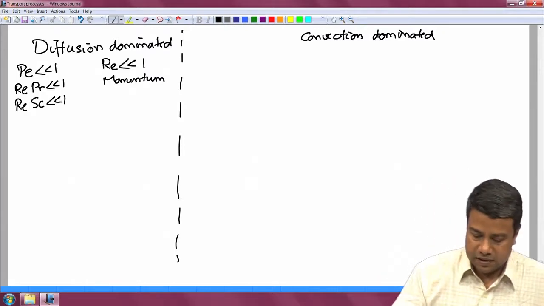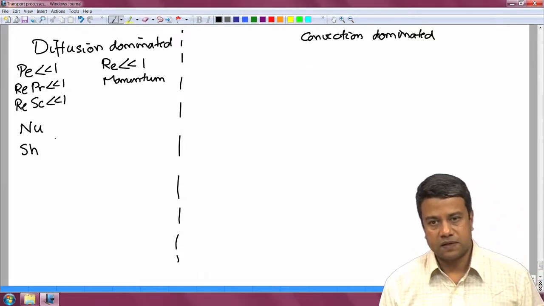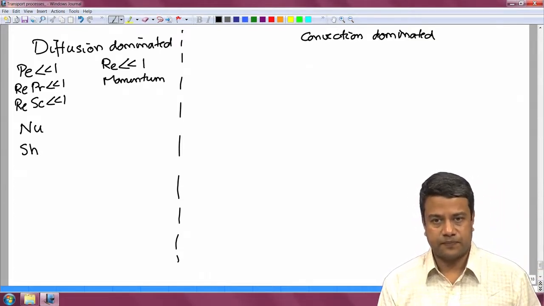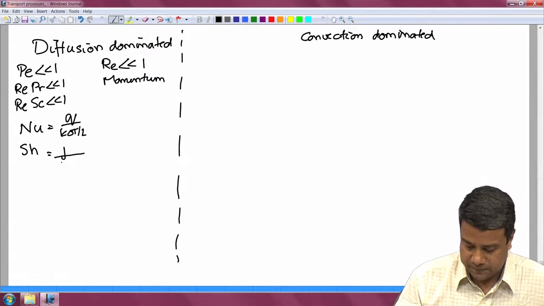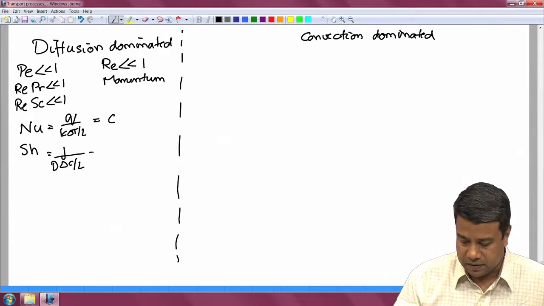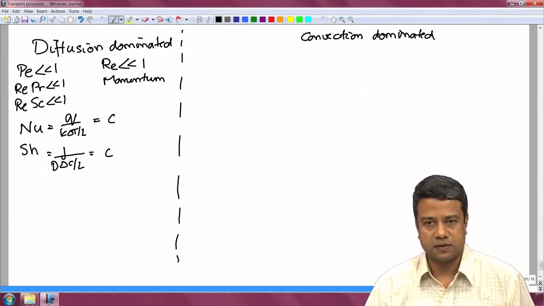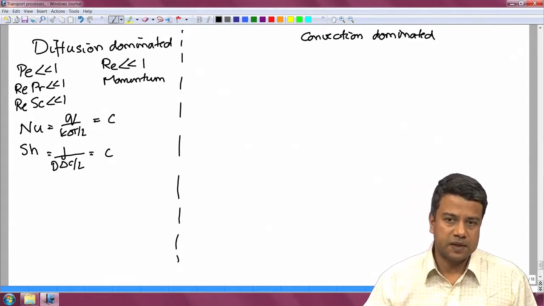And in that case, the dimensionless fluxes, that is the Nusselt number and the Sherwood number, which are fluxes non-dimensionalized by diffusion, so Q by K delta T by L and J by D delta C by L, both of these should go to constant values. They cannot depend on the Reynolds number because convection is not important, and they cannot depend on the Peclet numbers because convection is not important. The Peclet number is going to 0.